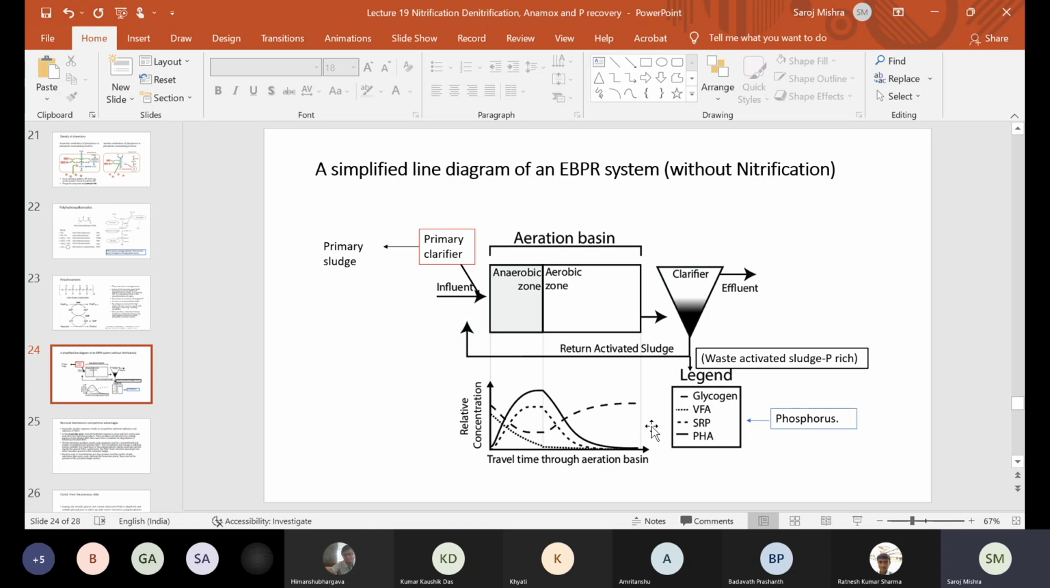Okay, and this is your phosphate, and obviously phosphates are going to be accumulating in the medium, because polyphosphates are broken down. So in the initial phases the phosphorus is released to the outside of the medium. That is what these four lines represent as a function of time in the anaerobic zone.